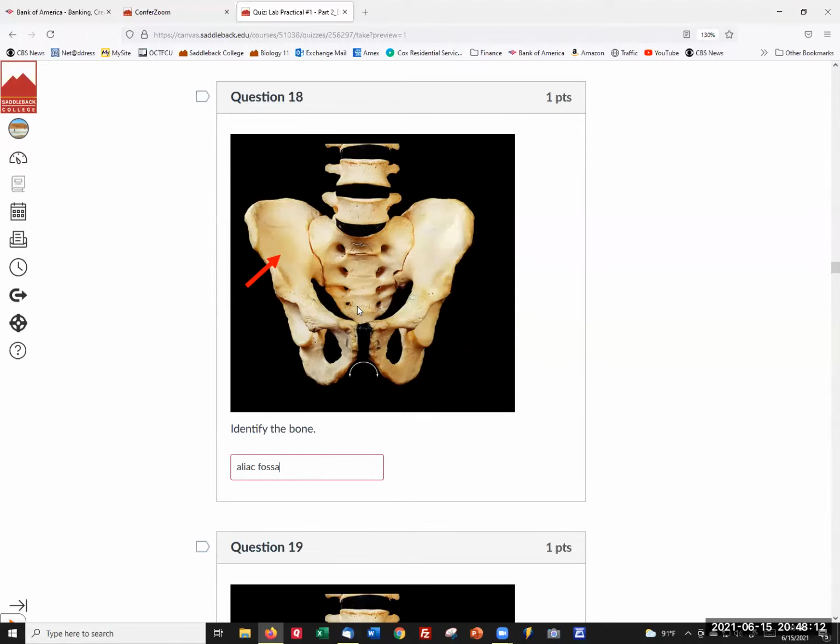What would be in the true pelvis? Your bladder is down there. Some of the large intestine is down there. The uterus is down there. The ovaries are down there. Okay. That's the true pelvis.